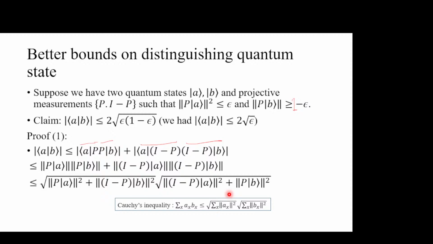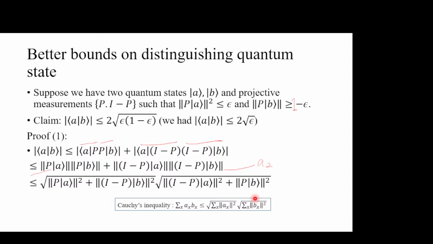So PA is A1, and this is A2, and this is B1, and this is B2. And so by Cauchy-Schwarz, this is less than or equal to the square root of A1 squared plus A2 squared, times the square root of B1 squared plus B2 squared. So we have this specific form so that we can do things nicely.